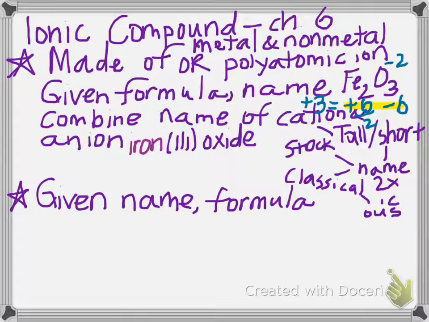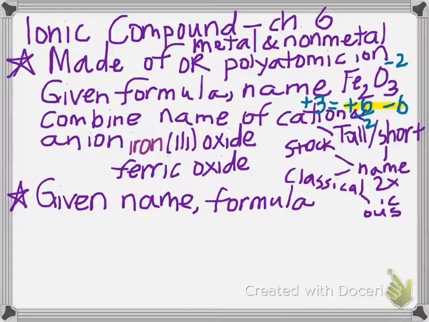And the classical iron 3 is the higher charged one, so ferric would get the ic ending, ferric oxide. Remember, if our metal only has one possible charge, then we don't have to do any Roman numerals or anything of that nature. That's only if it's in a short column. However, the part of this that'll be more important is that when you're given the name, you write the formula. So this is more what you're going to have to do.